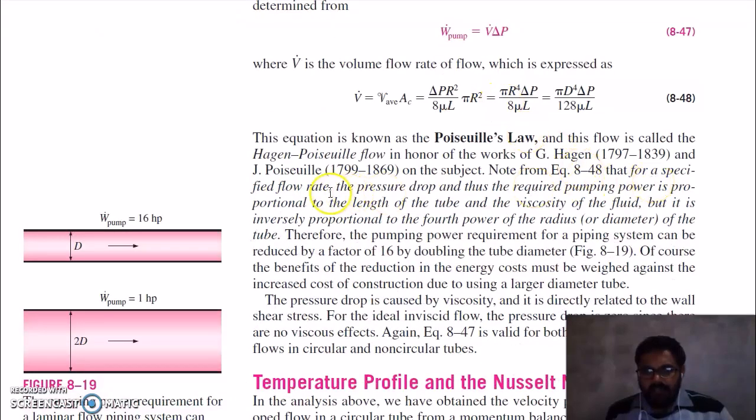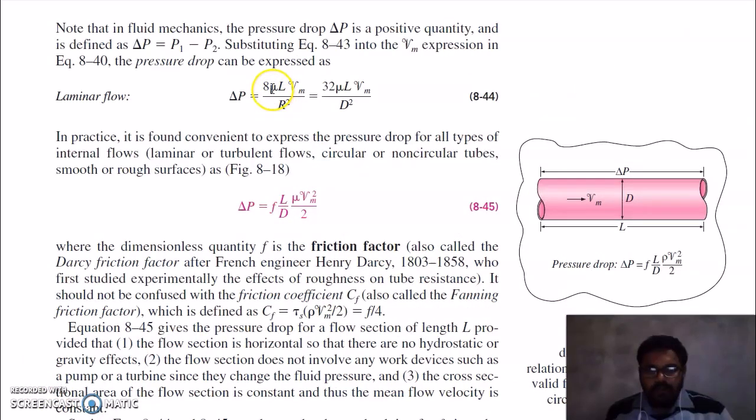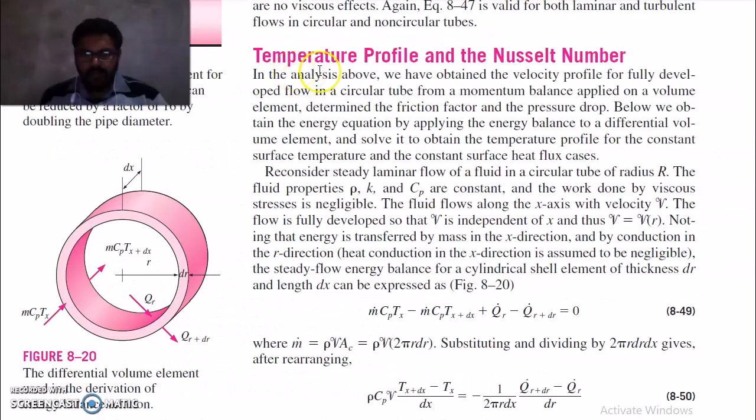Now for a specified flow rate, if the volume flow rate is fixed, the pressure drop and thus the required pumping power is proportional to the length of the tube and the viscosity of the fluid. If the volume flow rate is fixed, your pumping power and pressure drop both are proportional to the viscosity of the fluid. Temperature profile and the Nusselt number.